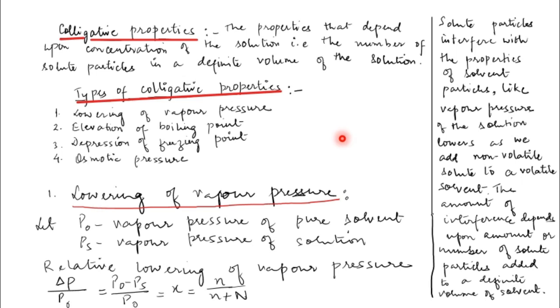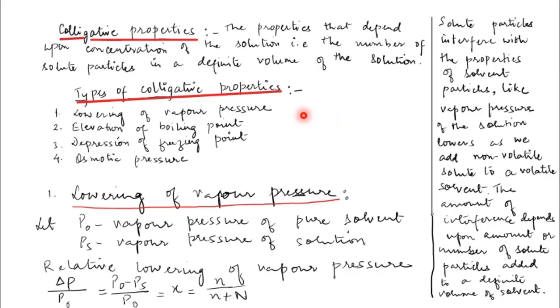Hello dear students, today we are going to see what colligative properties are and how osmotic pressure is a better colligative property than others. Solute particles, when they are added to a solvent, interfere with the properties of the solvent particles. For example, if you add non-volatile solute particles to volatile solvent particles, then the solution will have a lesser vapor pressure than the solvent.